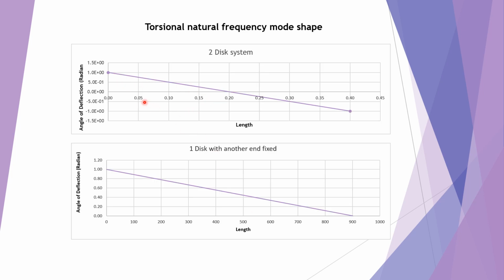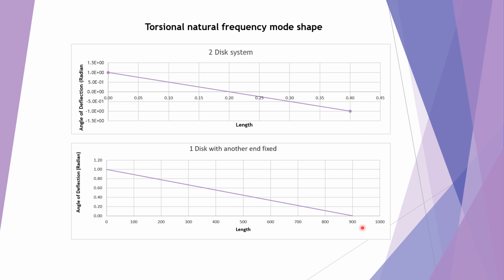These are the typical mode shapes. Here, this is the length of the shaft on the x-axis and the angle of twist, or you can say the displacement of angle. So in the case of a two disc system, you see one end is plus and the other is on the minus side. So this is twisting. In the next turn, this will come to the bottom and this will go up. So this is the twisting of the shaft for a two disc system.